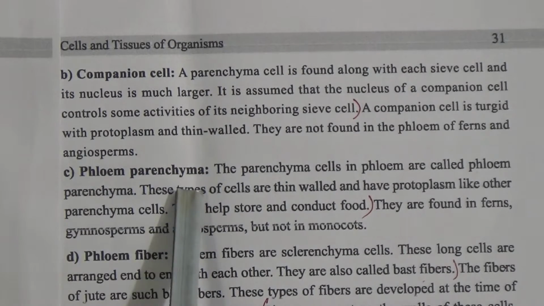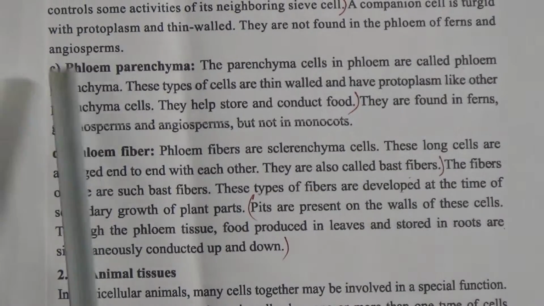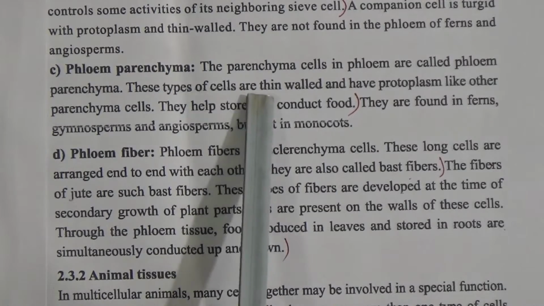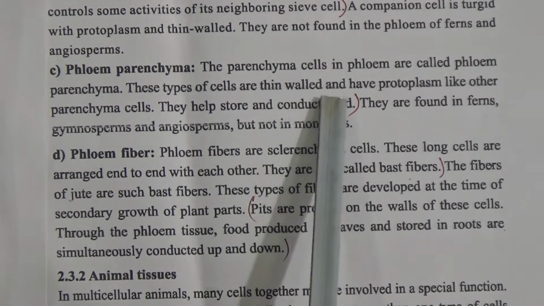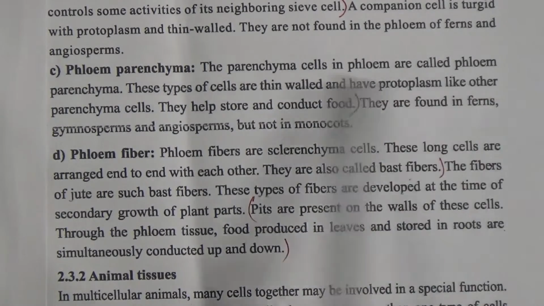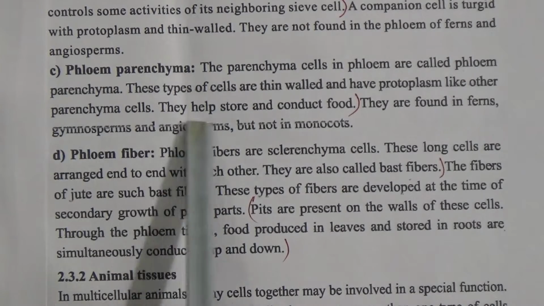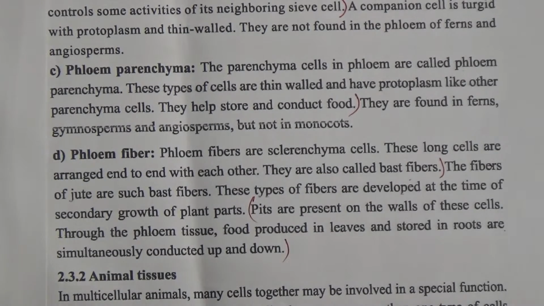Now, phloem parenchyma. The parenchyma cells in phloem are called phloem parenchyma. These types of cells are thin walled and have protoplasm like other parenchyma cells. They help store and conduct food.